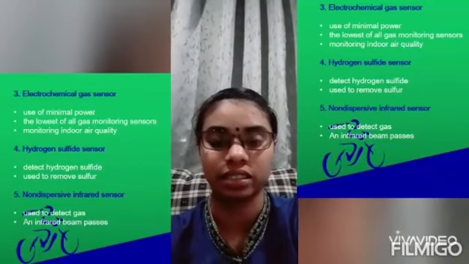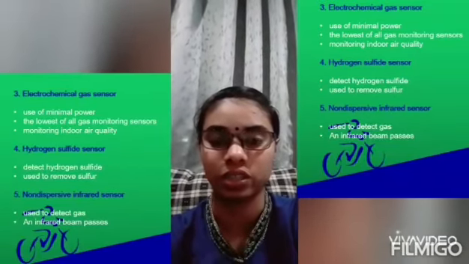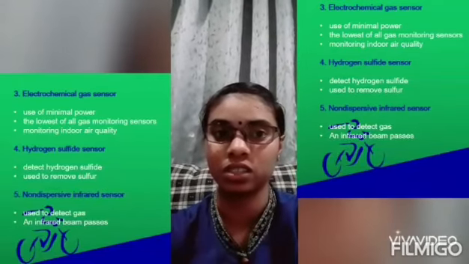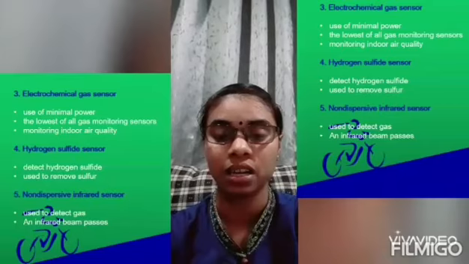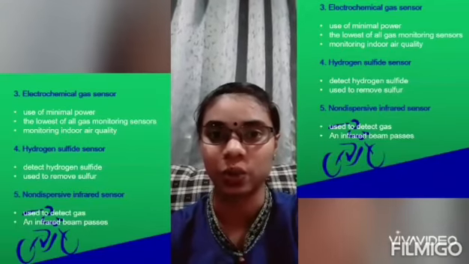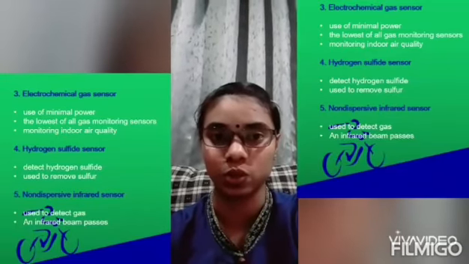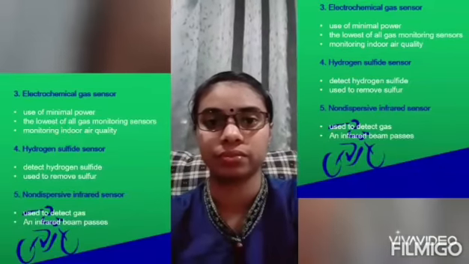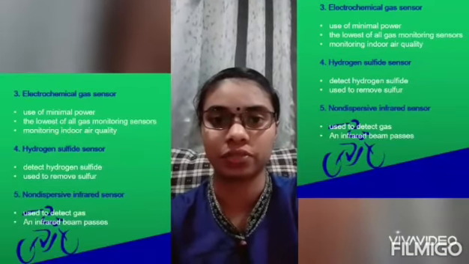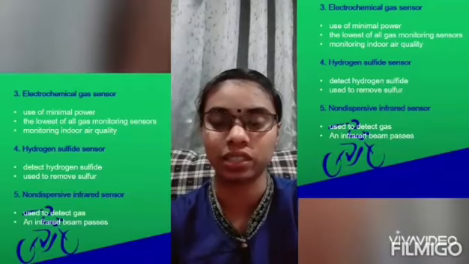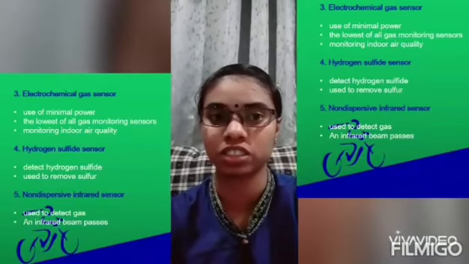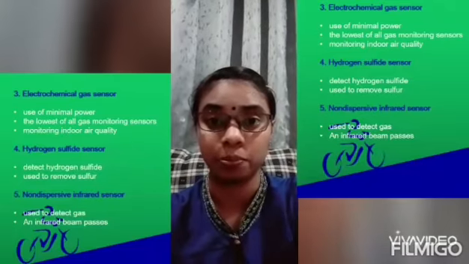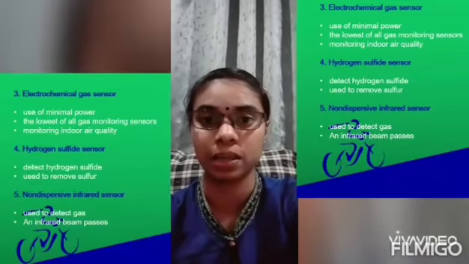A H2S sensor is used to detect hydrogen sulfide in the hydrogen feed stream of fuel cells to prevent catalyst poisoning and to measure the quality of guard beds used to remove sulfur from hydrocarbon fuels. The non-dispersive infrared is often used to detect gas and measure the concentration of carbon oxides. An infrared beam passes through the sampling chamber.